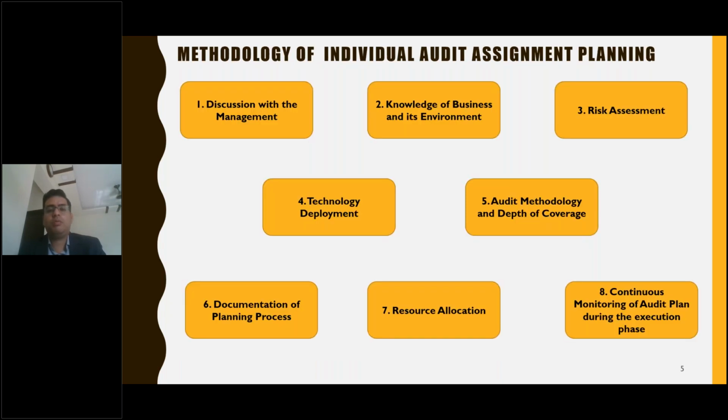So till now we have covered five stages. Just revising it so that we all are on the same page. Discussion with the management we have discussed. Then knowledge of the business we have discussed. Then risk assessment we have discussed with the example of RCM. Then technology deployment we have discussed. Then the audit methodology and depth of the coverage, which you will incorporate in audit planning, we have discussed. Now the sixth stage is documentation of planning process.